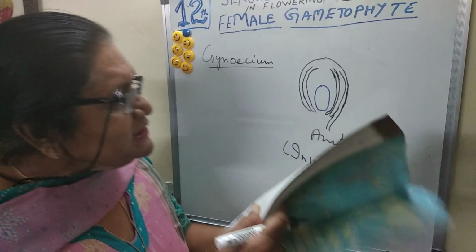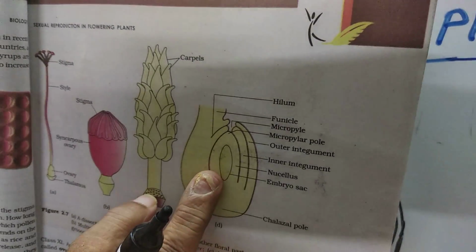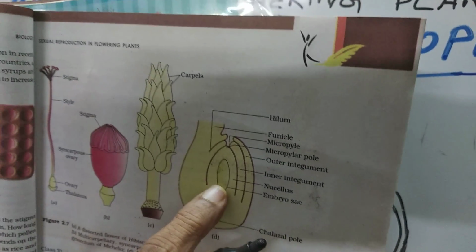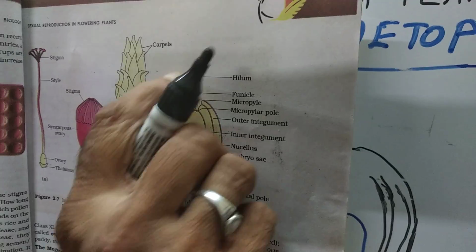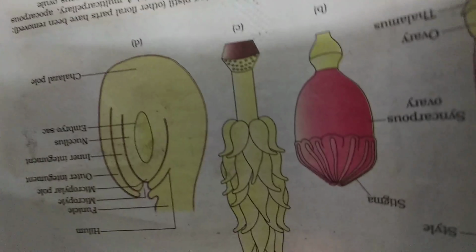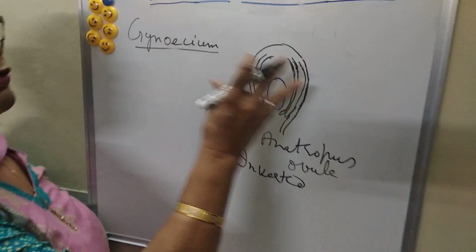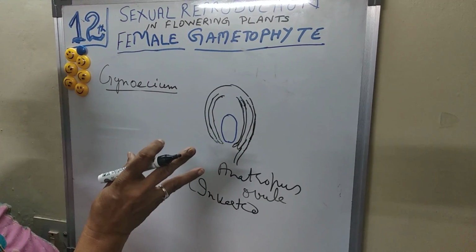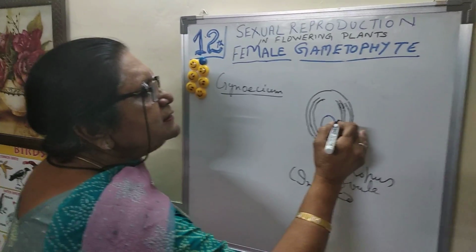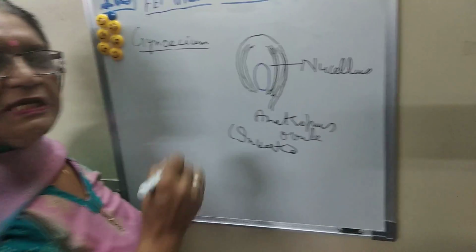In your NCERT book this is the diagram, but we will fill in the embryo sac structure also side by side. So this is the funicle, and this is the inverted ovule. I have drawn the inverted ovule structure. The main, very important part is called the nucellus.